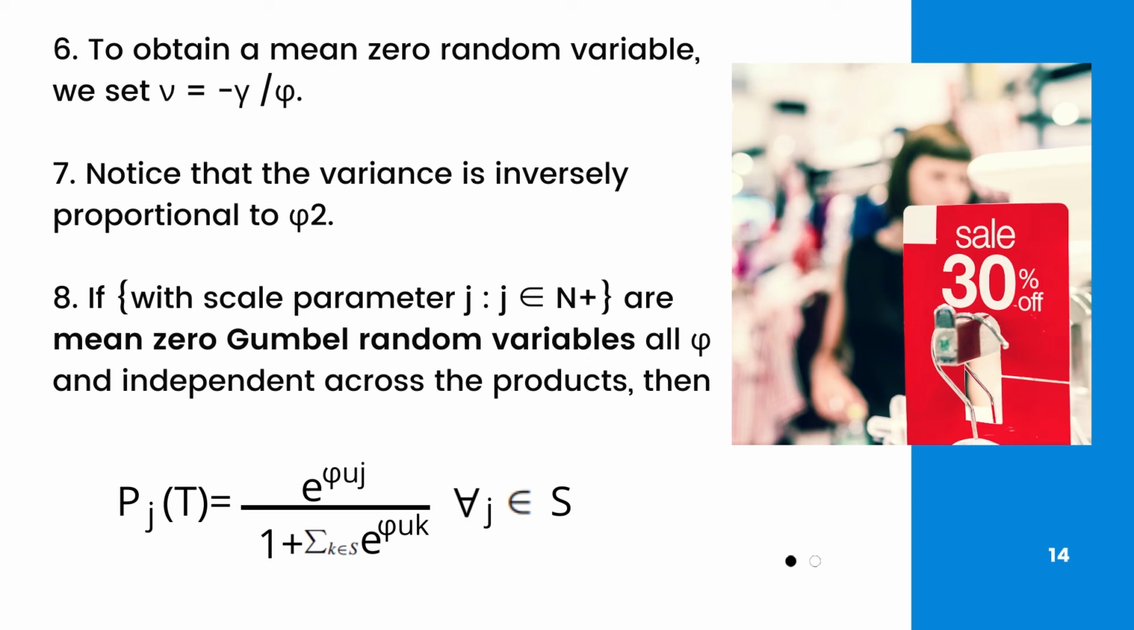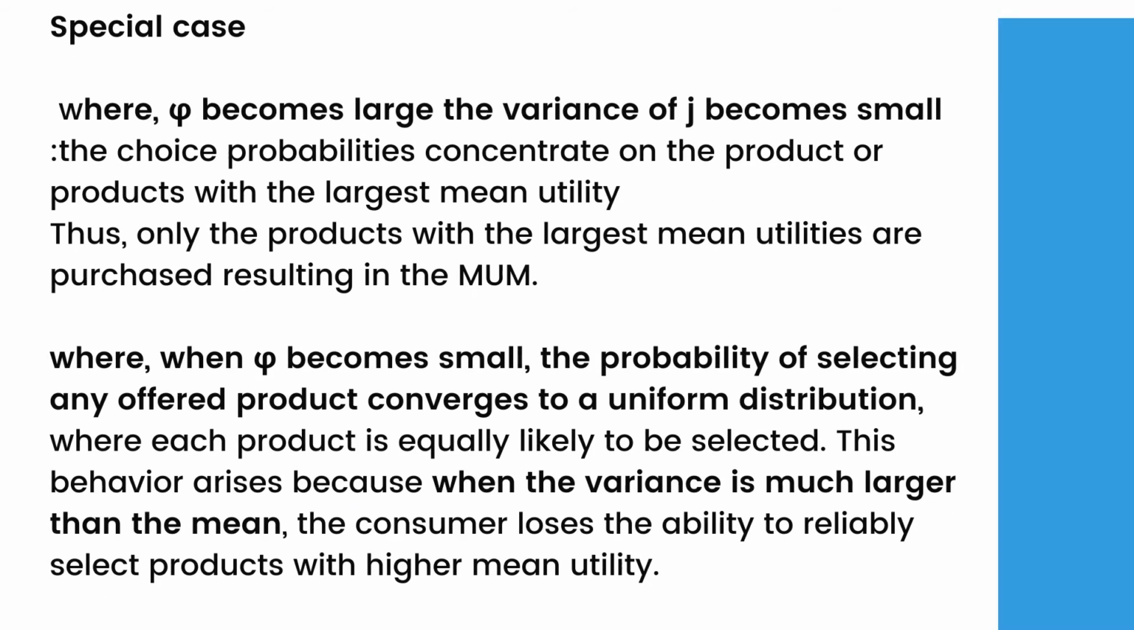If the ej, with scale parameter psi, for j belonging to set N plus are mean zero Gumbel random variables and independent across the products, then Pj of S is given by this formula, with the condition that j should belong to the set S. This is known as the multinomial logit model, a special case of the basic attraction model. As psi becomes large and the variance of ej becomes small, the choice probabilities concentrate on the product or products with the largest mean utility. Thus, only the products with the largest mean utilities are purchased, resulting in the maximum utility model.